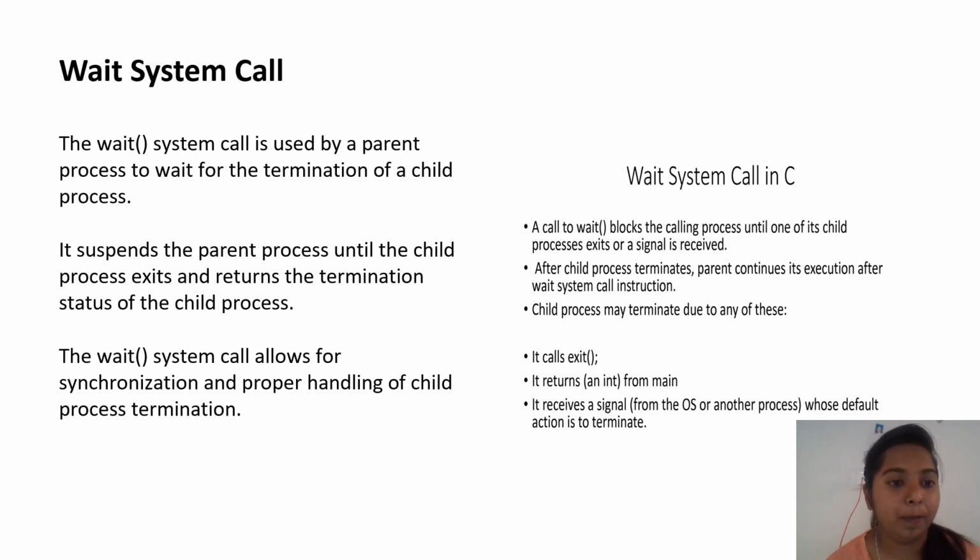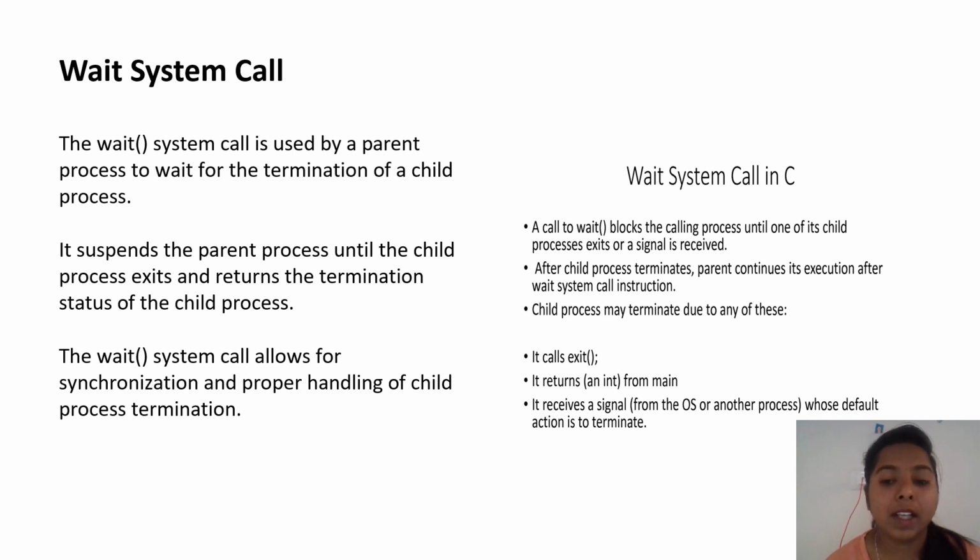Wait system call. The wait system call is used by a parent process to wait for the termination of a child process. It suspends the parent process until the child process terminates and returns the termination state of the child process. The wait system call allows proper handling of child process termination. A call to wait blocks the calling process until one of its child processes exits or a signal is received. After the child process terminates, the parent resumes execution after the wait system call instruction.